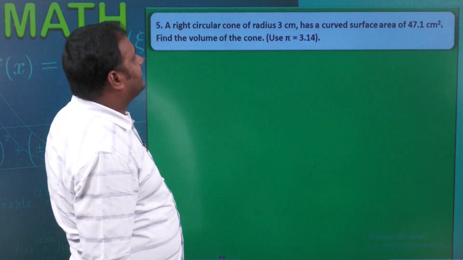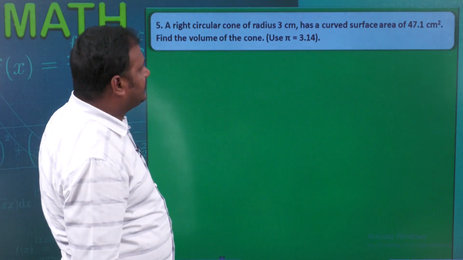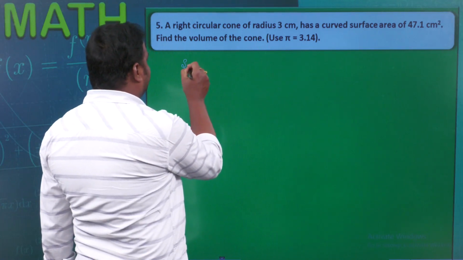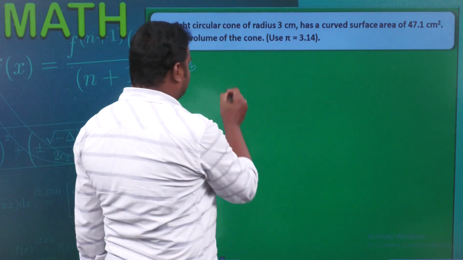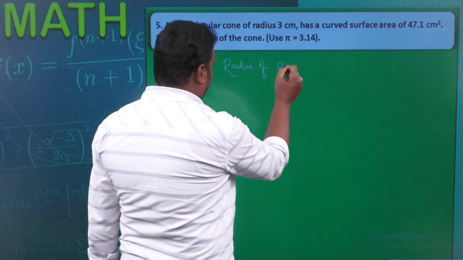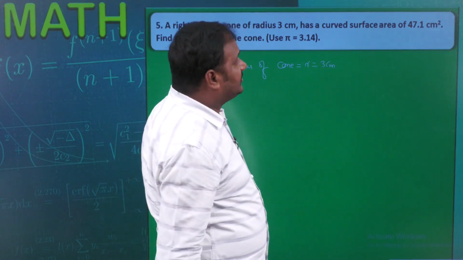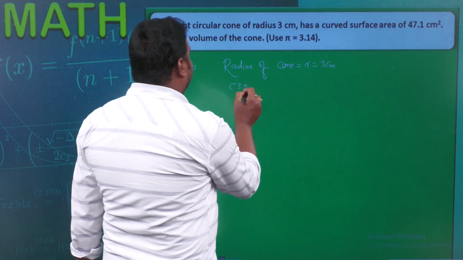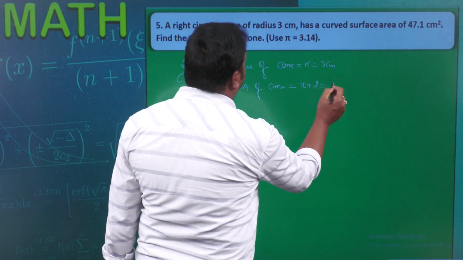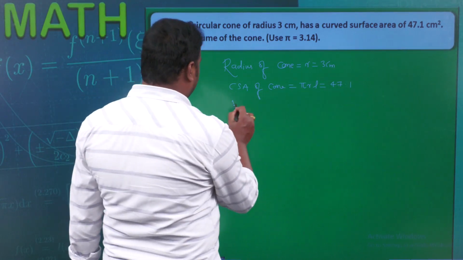A right circular cone of radius 3 centimeters has a curved surface area 47.1. Find the volume of the cone. We are talking about a right circular cone. So for a right circular cone, what information is given? Radius. So radius of the right circular cone, R, is equal to 3 centimeters. It has a curved surface area. Curved surface area of the cone is equal to pi R L, which is equal to 47.1. What do you want? Find out the volume. So volume of the cone.